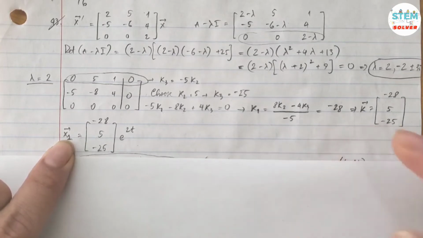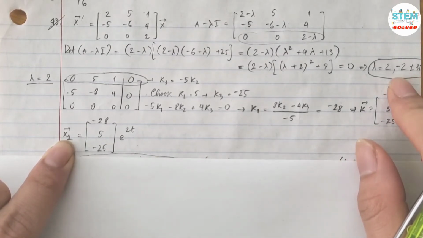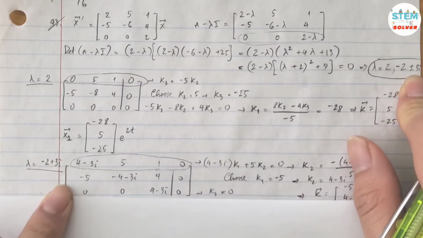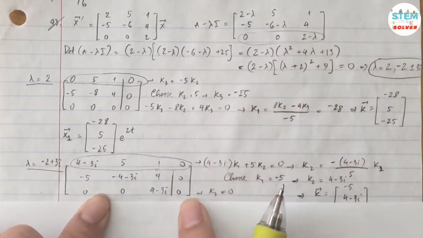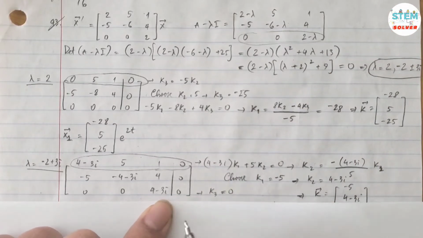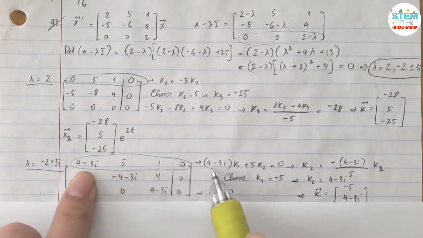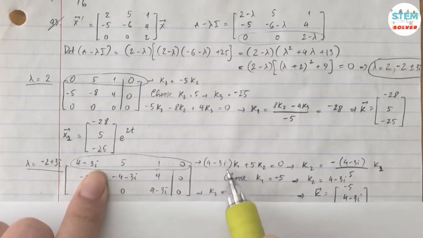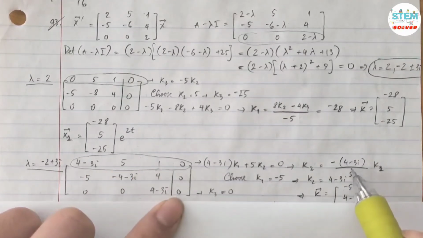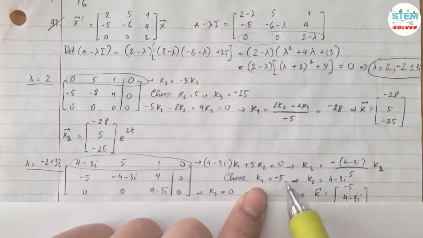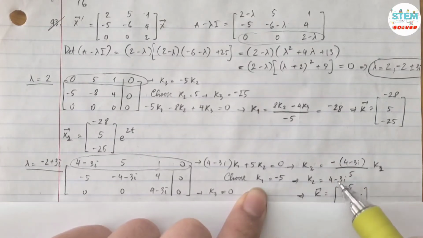Now you are going to do the same thing for lambda equals -2 plus 3i. Plug it into here. That gives you a new matrix, which is this matrix augmented with 0. From the third equation I got k3 equals 0. From the first equation I have (-4 minus 3i) times k1 plus 5k2 equals 0. So for k2 I got this one. If I choose k1 equals -5, then k2 is 4 minus 3i.